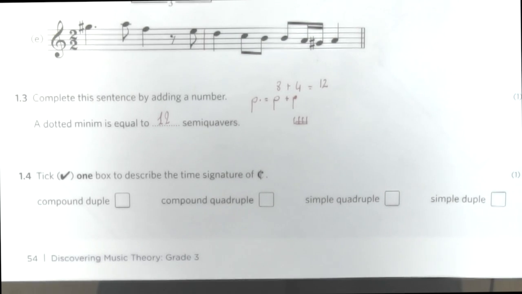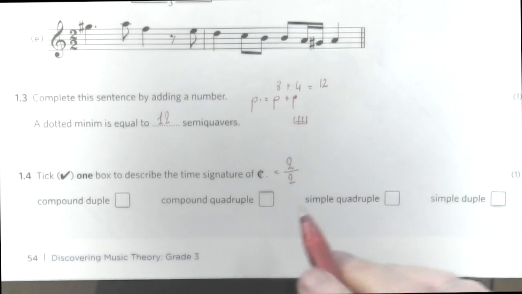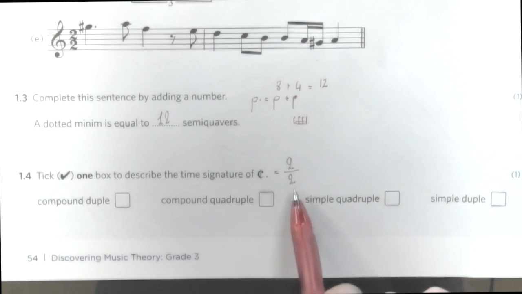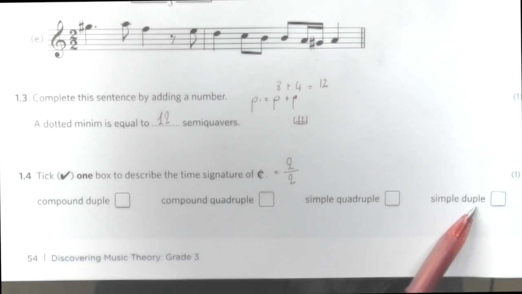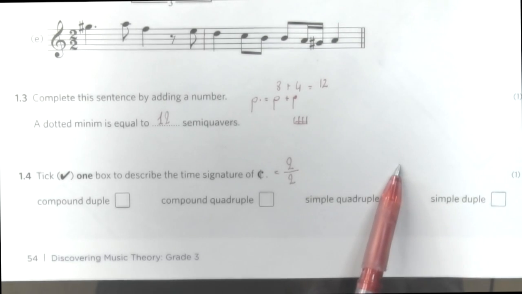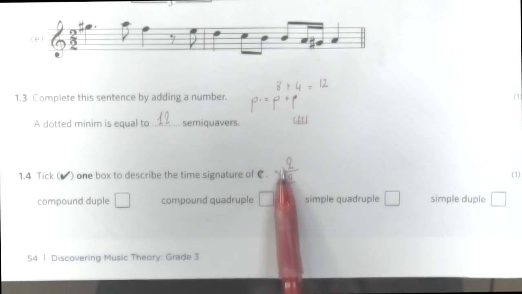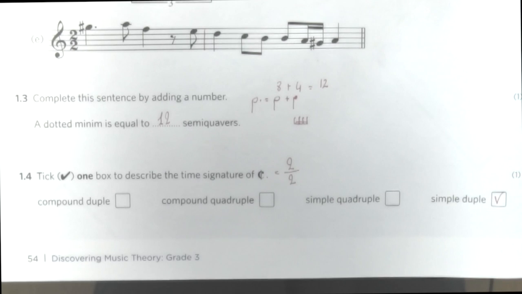Exercise 4. We need to tick one box that shows the correct answer. Describe the time signature of half the common time. So this is equal to 2 halves, because it's the half of 4/4. So 4, 2, 4, 2. Okay, so 2 halves. It is simple, so it is not compound. Duple, because we count to 2. Simple because we have 2 subdivisions in every count. And duple because we have 2 counts. So simple, duple.